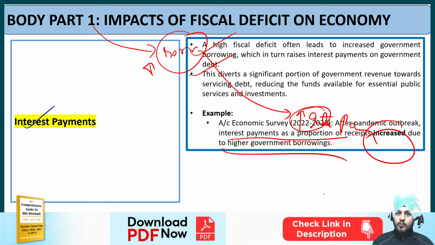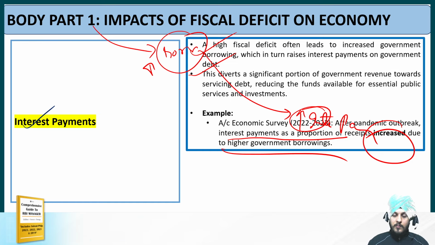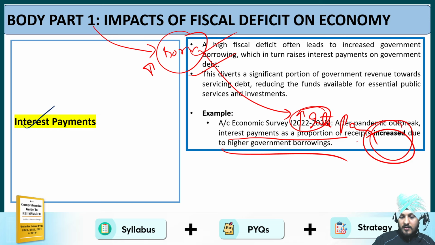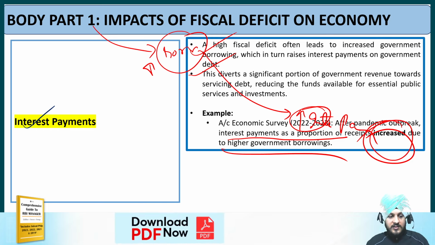So the government wanted to meet its fiscal deficit, and in order to meet the objectives of the economy, they borrowed the money and their interest payments increased. So that is the main idea.